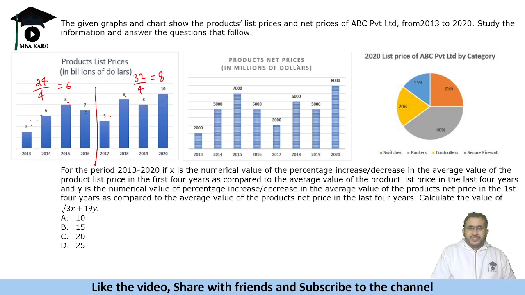So X is the percentage increase or decrease. So what is the percentage increase? 33.33%. Okay. So X is equal to 33.33.